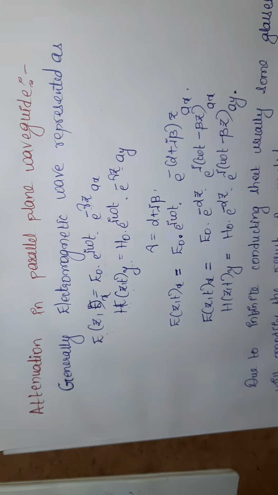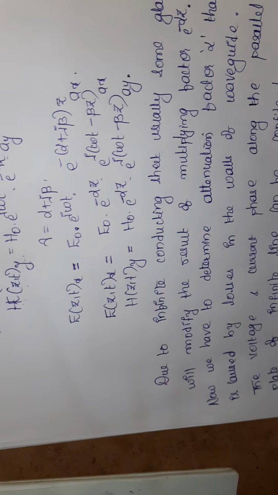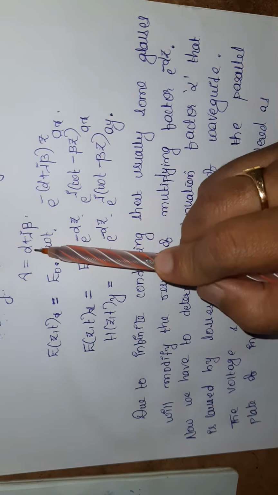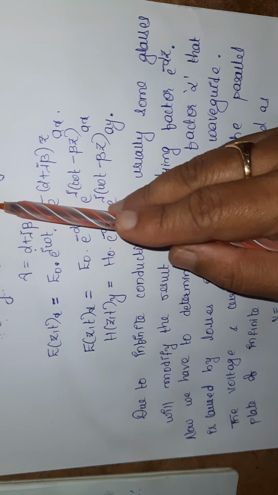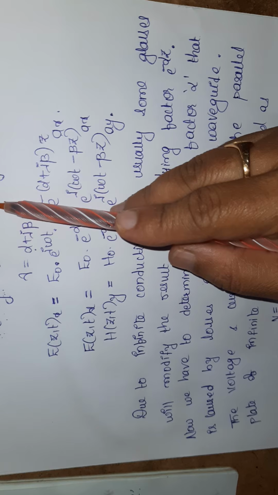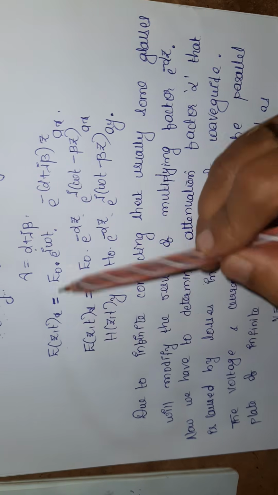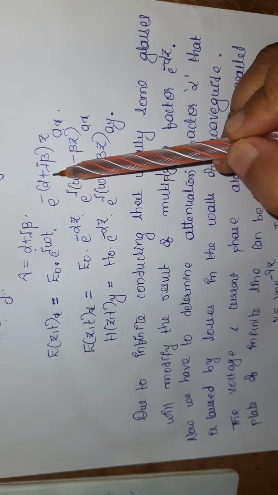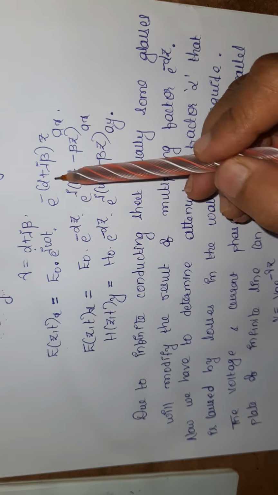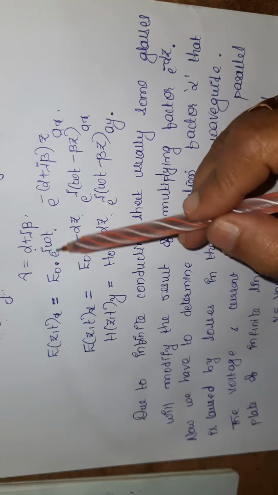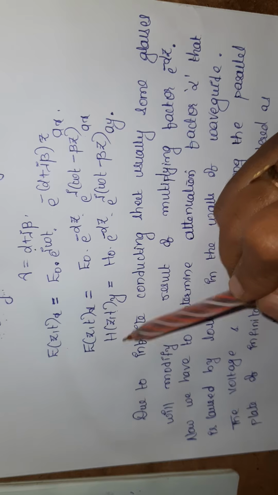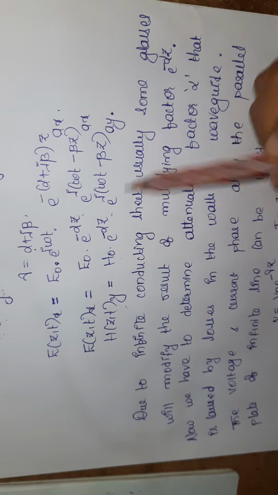Here gamma is nothing but alpha plus j beta. I am substituting gamma equal to alpha plus j beta, so E naught into e power j omega t into e power minus of alpha plus j beta z. Here I am writing the real term on one side and the imaginary term on the other side. Similarly I will get the magnetic field intensity like this.